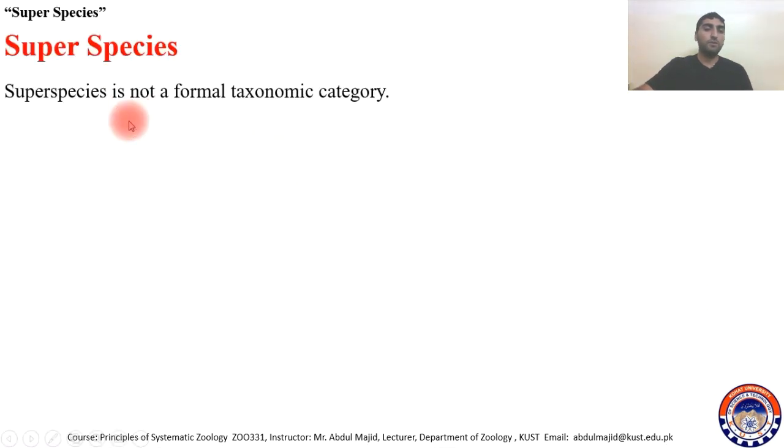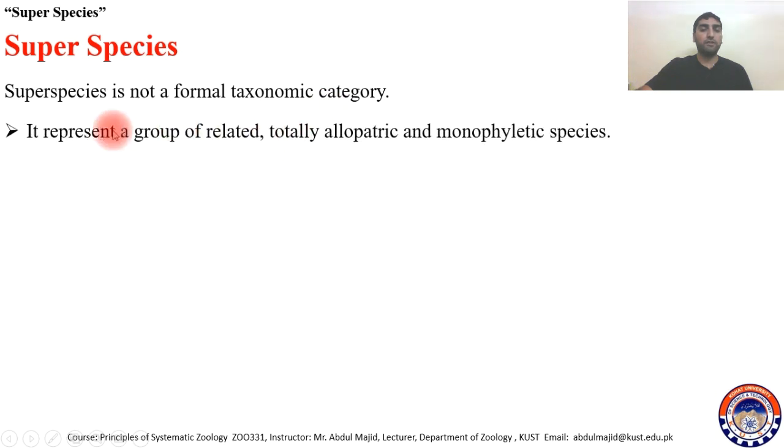What is superspecies? Keep in mind that superspecies is not a formally accepted taxonomic category. It's not a nomenclature. Superspecies represent a group of related and totally allopatric and monophyletic species.